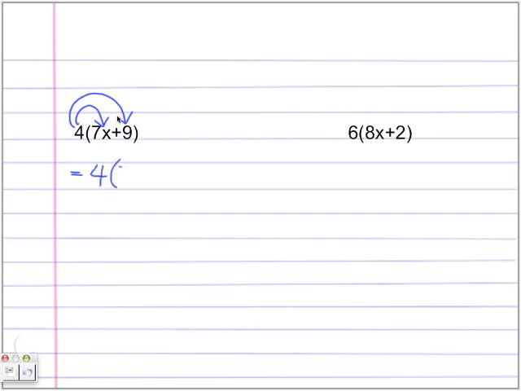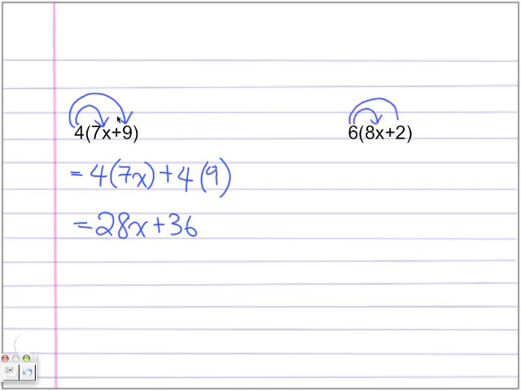We multiply 4 by 7x and 4 by 9. That's 4 times 7x plus 4 multiplied by 9. That's going to be 28x plus 36. And that's the answer. In this one, we have 6 multiplied by 8x and 6 multiplied by 2. Okay, we have 48x plus 12.